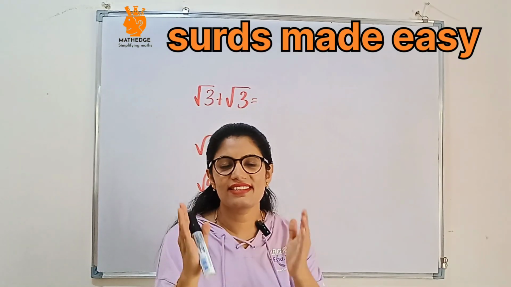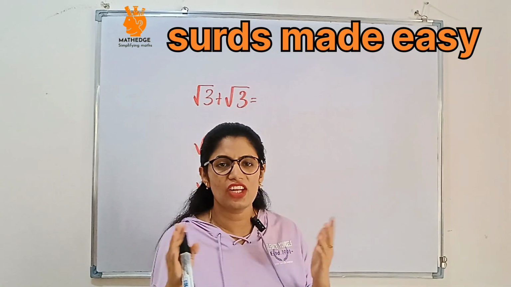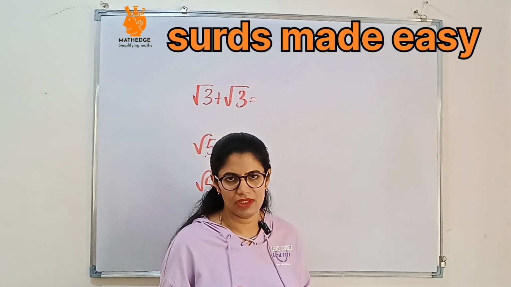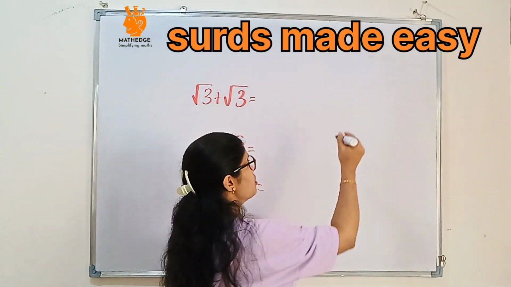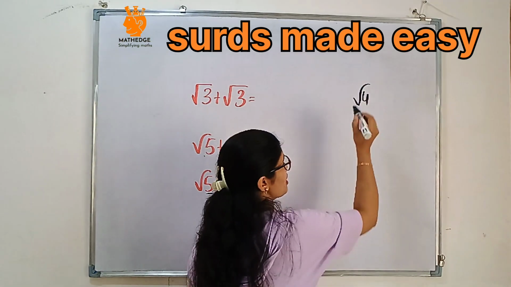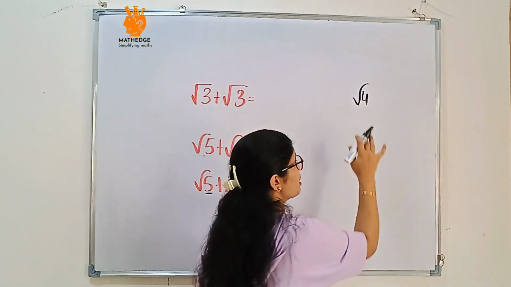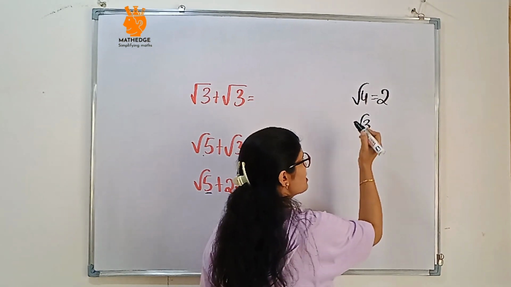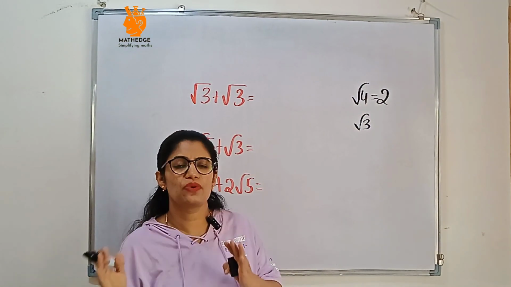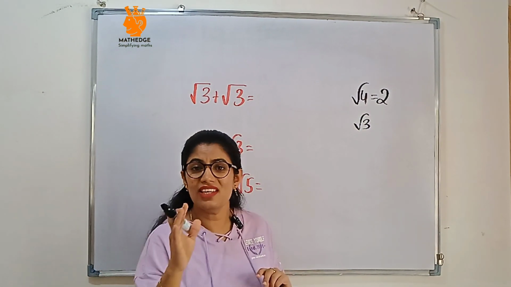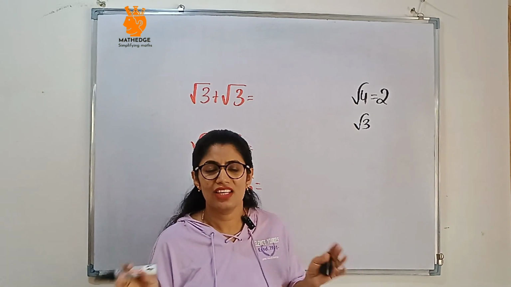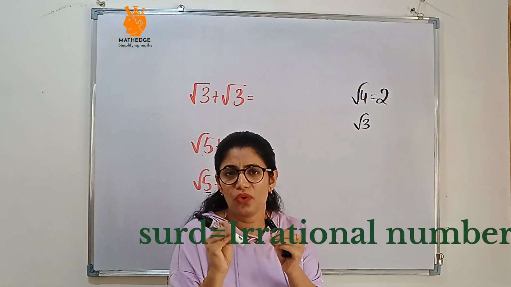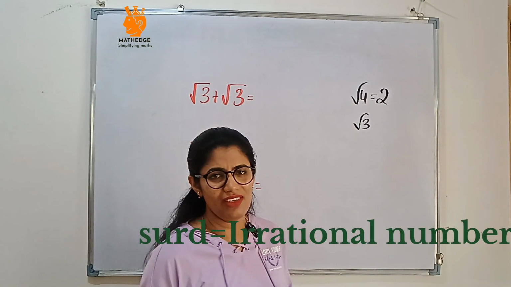Let's decode now. A surd is just a root which cannot be simplified as a nice whole number. So let's take an example. Is root 4 a surd? No, root 4 is not a surd because root 4 can be simplified as 2. Then is root 3 a surd? Yes. Roots like root 3, root 5, root 7 that cannot be simplified as a nice whole number, we call surds. So in the whole, we can say surds are not rational numbers.